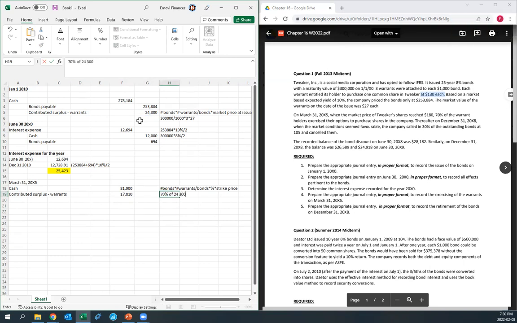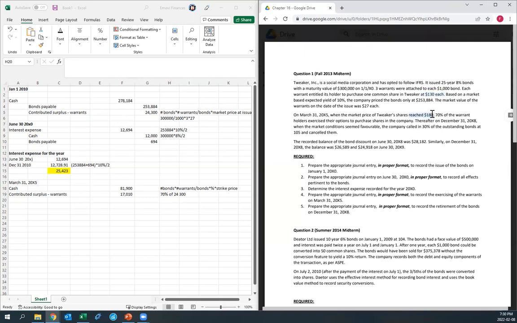Sorry, Floss. My question is, when would you use the $130 and when the $180? You would always use the one from Tweaker in their books, right? Yeah, you always use the strike price. They put the market price here to kind of trick you, so you take the market price on the date.